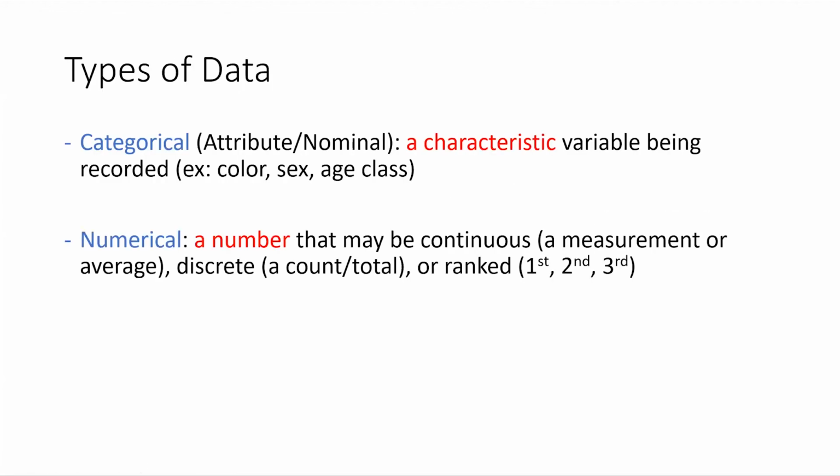So a little review of types of data or variables. We have categorical and numerical. Those are kind of the two really broad categories. Categorical is the same thing as attribute or nominal, and it's just a characteristic variable being recorded. So color, sex, age class. A numerical value is just a number, right? And these are the continuous, discrete, or ranked.